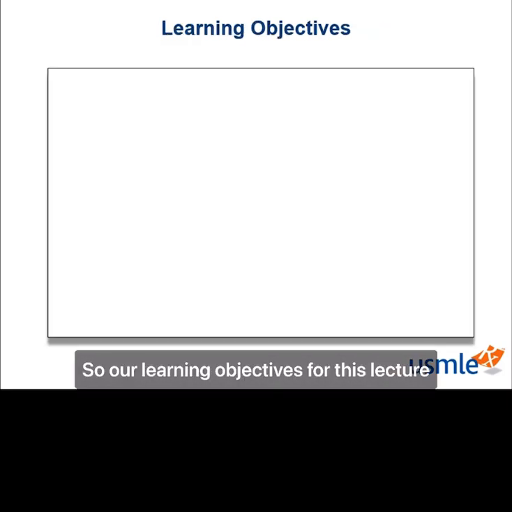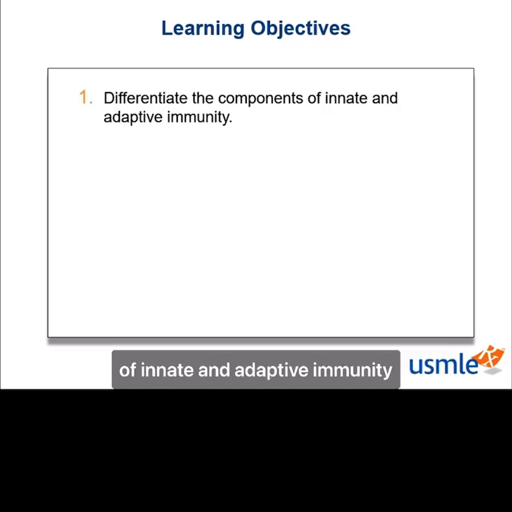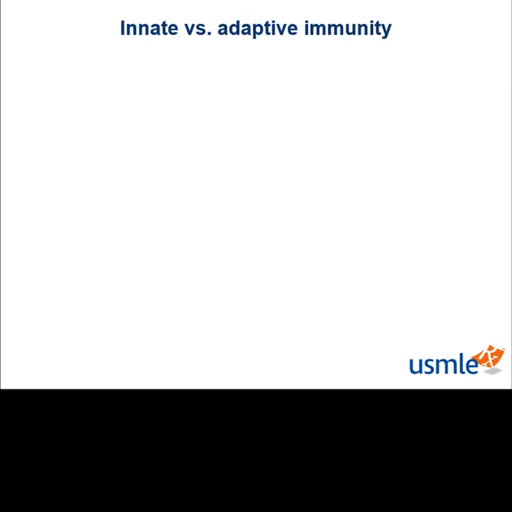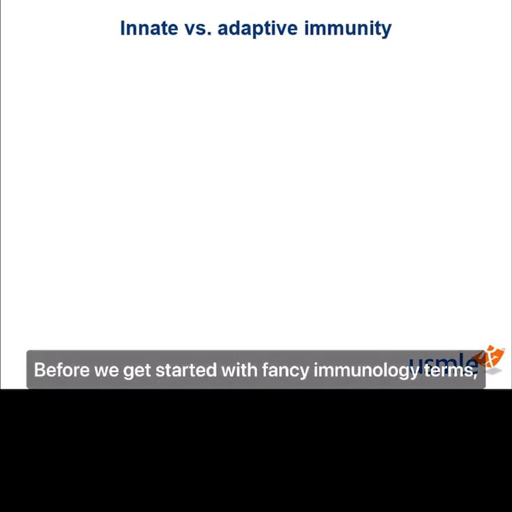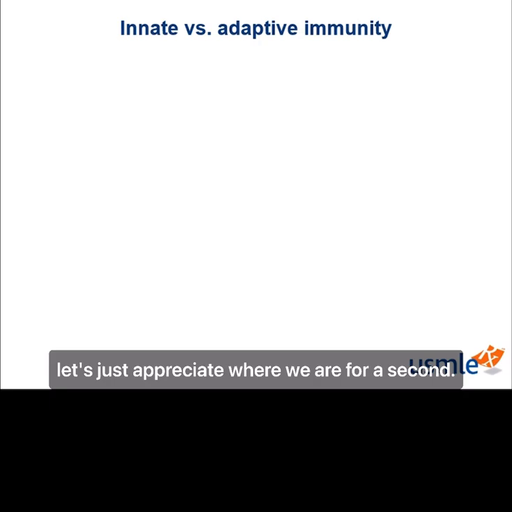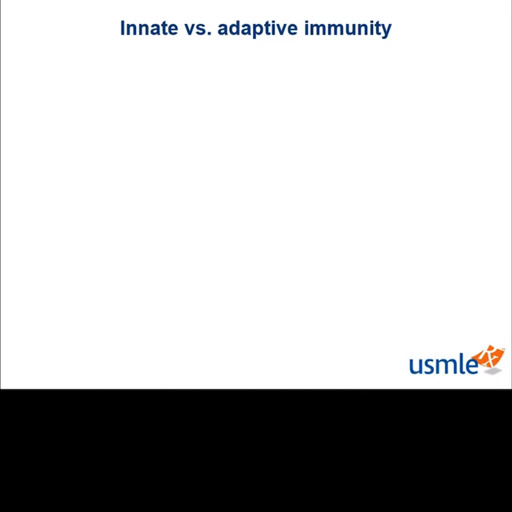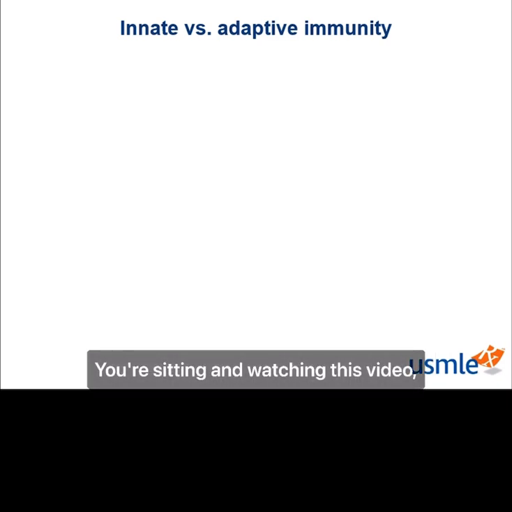So our learning objectives for this lecture are to be able to differentiate the components of innate and adaptive immunity and to compare and contrast the mechanisms of innate and adaptive immunity. Before we get started with fancy immunology terms, let's just appreciate where we are for a second. You've made it to preparing for step 1. You're sitting and watching this video, maybe putting notes in your first aid.